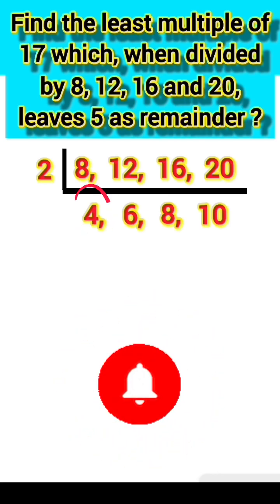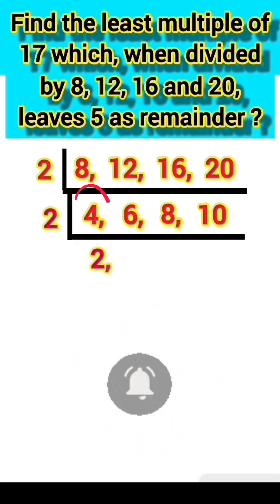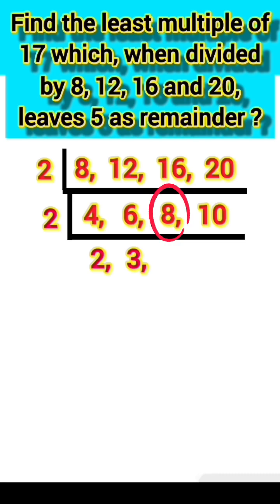4 in 2 table, that is 2 2s are 4. The other number 6. 6 in 2 table, that is 2 3s are 6. The other number 8. 8 in 2 table, that is 2 4s are 8. And the other number 10. 10 in 2 table, that is 2 5s are 10.